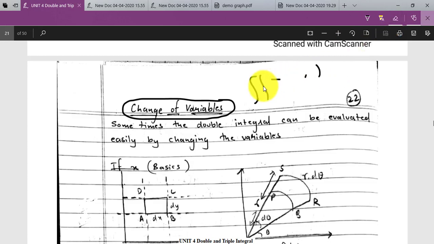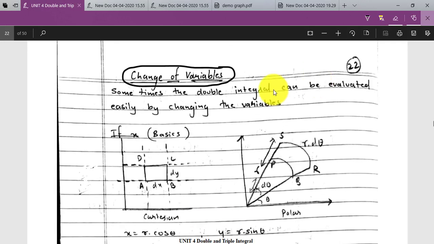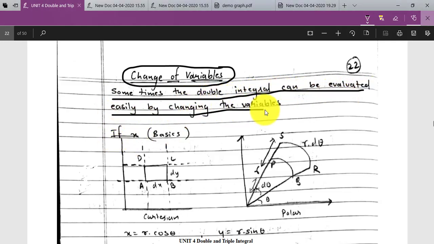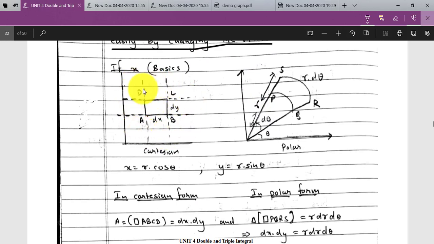A coordinate system in terms of x and y can be converted into a polar coordinate system in terms of r and theta, and finally we get the area of that given region. These are the tools and techniques, you can say. Sometimes the double integral can be evaluated easily by changing the variables. Here the given function is in terms of r and theta, so x is equal to r cos theta and y is equal to r sin theta.